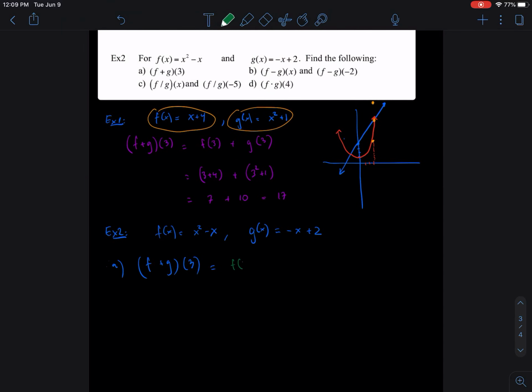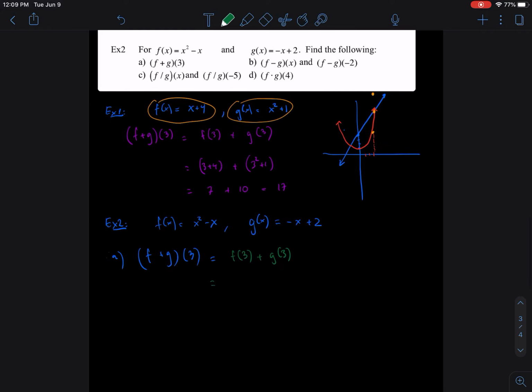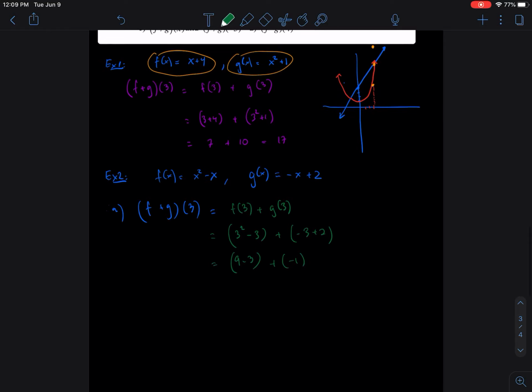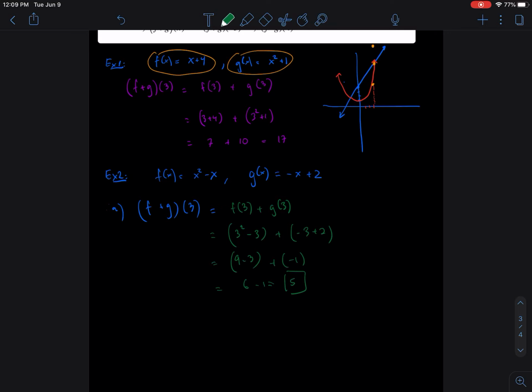So that means we evaluate the f function at 3 and the g function at 3. So we get 3 squared minus 3 for f of 3, and then minus 3 plus 2 for g of 3. So that's 9 minus 3, which is 6, and g of 3 is negative 1. So that gives us 6 minus 1, which is 5, right? All right, so that's part A.